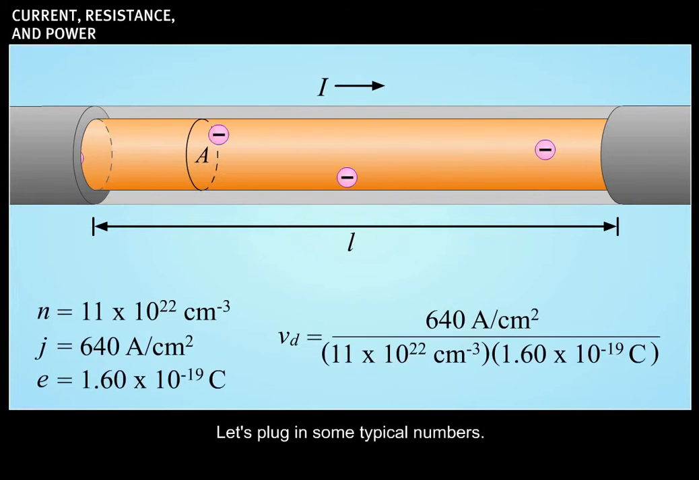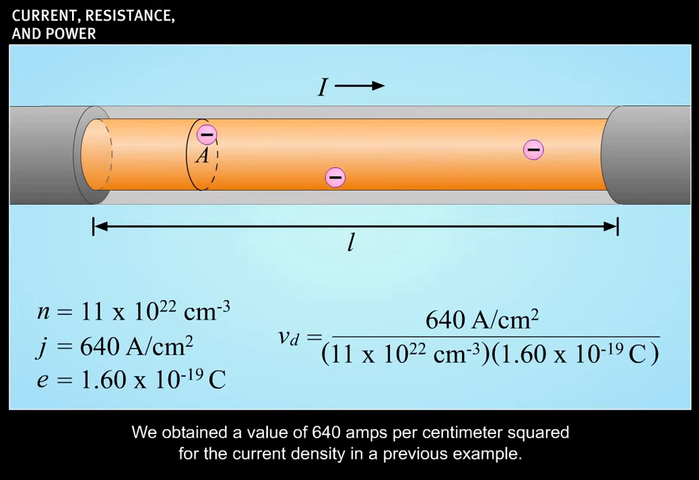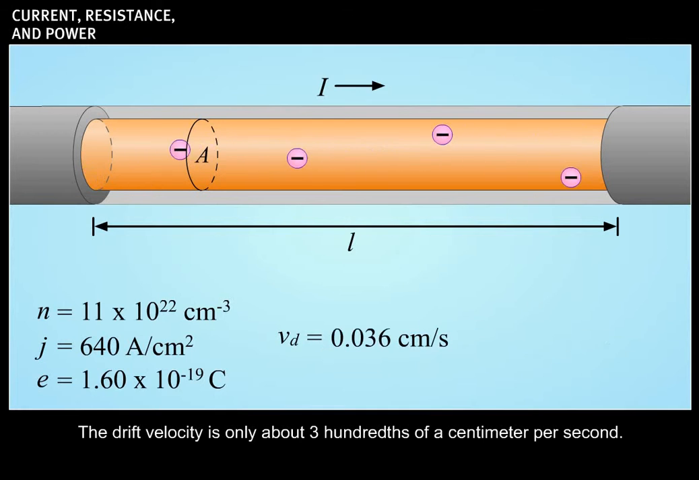Let's plug in some typical numbers. For copper, N is about 11 times 10 to the 22nd electrons per centimeter cubed. We obtained a value of 640 amps per centimeter squared for the current density in a previous example. The drift velocity is only about 0.03 of a centimeter per second.